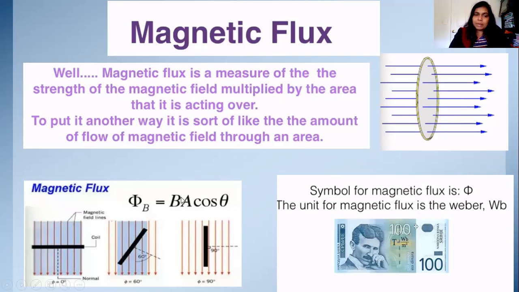That's equal to the magnetic field strength measured in Tesla. A is the area, in meters squared, and cos theta does not have units, but we use theta in degrees. So the flux is B A cosine theta. The symbol for magnetic flux is phi. The unit for magnetic flux is the Weber.